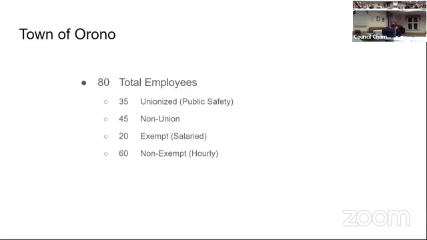So let's talk a little bit about the town of Orono. So Orono has a total of 80 employees. 35 of them are part of the unionized workforce, which is public safety for us. 45 are non-union. 20 of those 80 are exempt, which is Fair Labor Standards Act classification as exempt, meaning exempt from overtime or salary. And 60 of them are non-exempt, meaning they get paid an hourly rate times the number of hours they work, depending on whether they're unionized or non-unionized, fire or everybody else. It would be either 42 hours a week average or 40 hours a week total. Making sense so far?